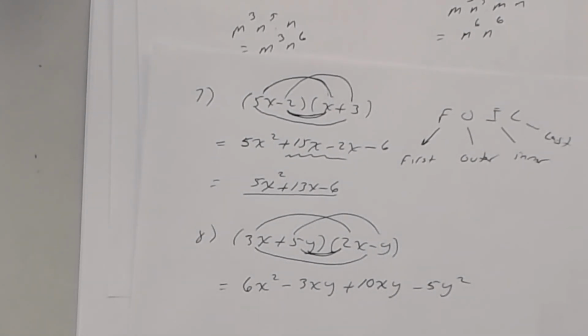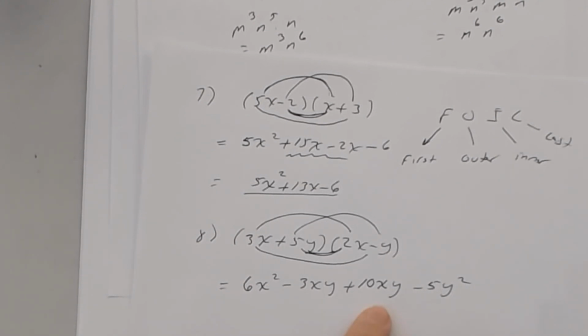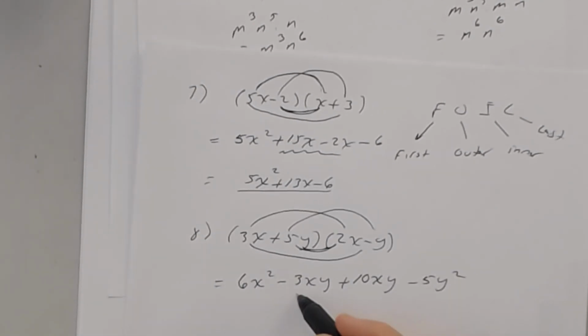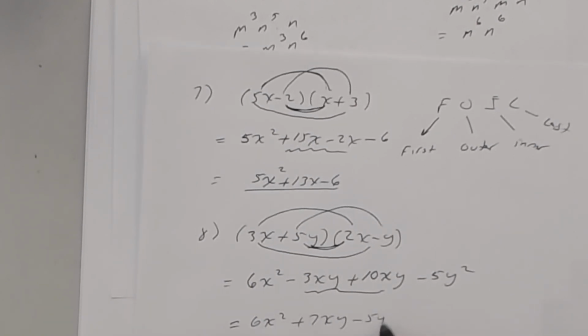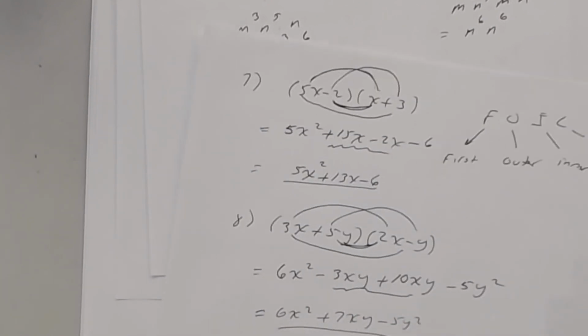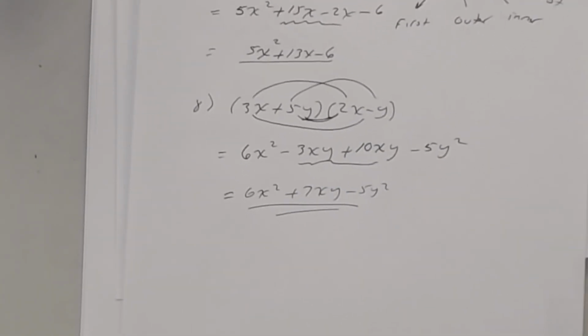Okay, so that's where I'm at. Kind of combining things. Yeah, the two middle. So what's a negative 3xy and a positive 10xy? So that'll be 7xy. So I get 6x squared plus 7xy minus 5y squared. Okay? That's the FOIL method.